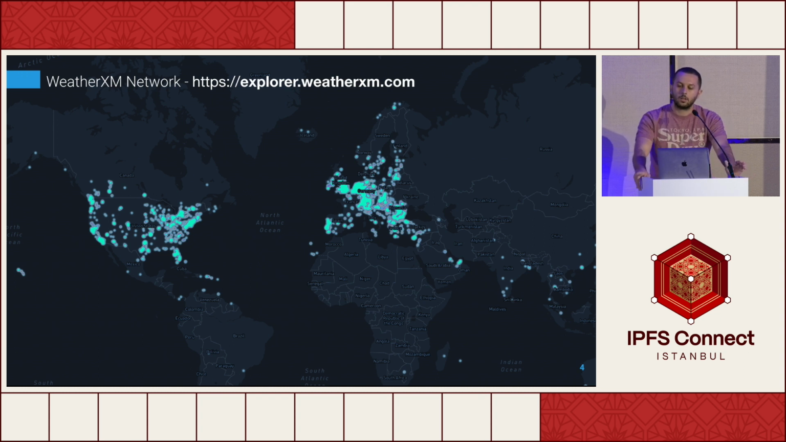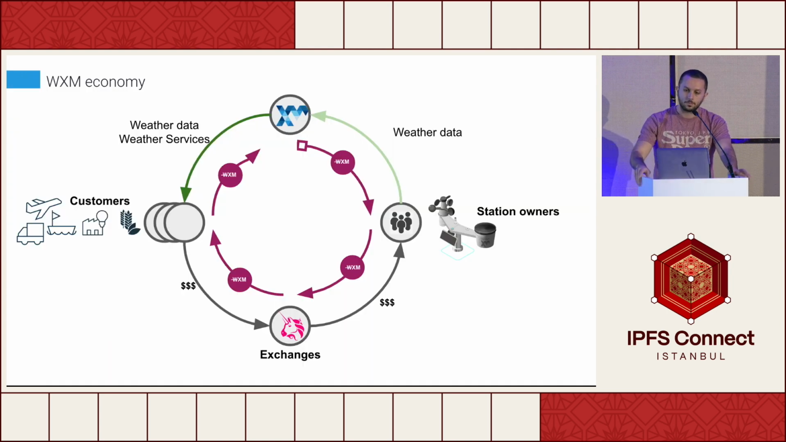There are a few thousand stations that are active on the network, sending data pretty much every second. And you can find more details about that on the link on our Explorer, because this is dynamic. It's constantly changing as weather stations are coming in, or if someone adds a new station or they take their station offline, this is all going to change. So this is basically how our ecosystem is going to work.